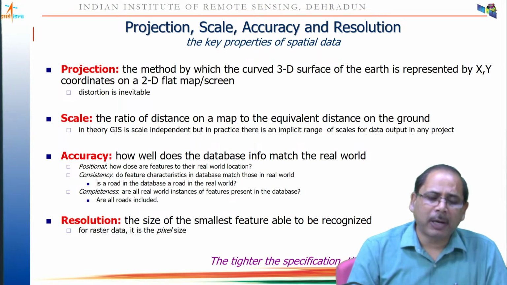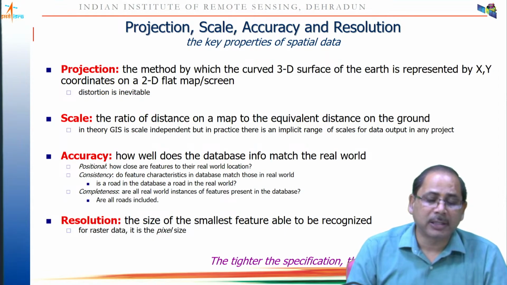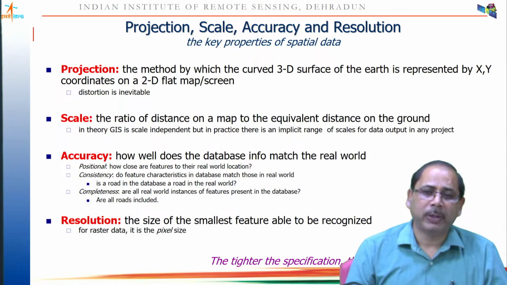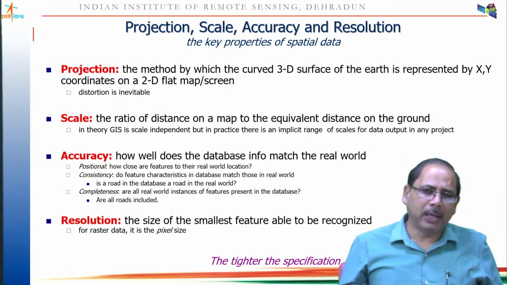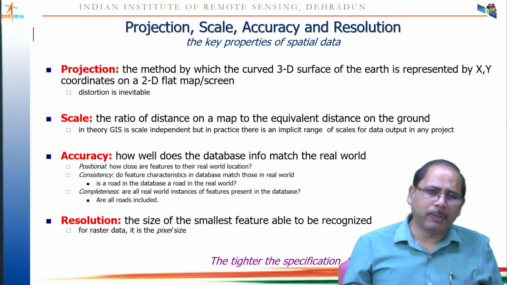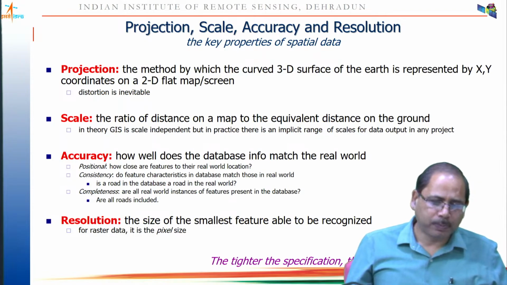The scale is another parameter, which is basically the ratio of the distance on the map to the equivalent distance on the ground. In theory, GIS is scale independent because it is digital data, so you can zoom to any level on the data or maps. But the scale is very much applicable while you are doing a mapping exercise or printing the maps as hard copy maps.